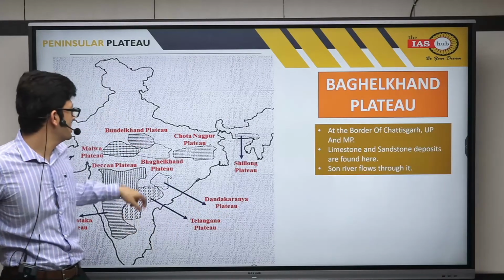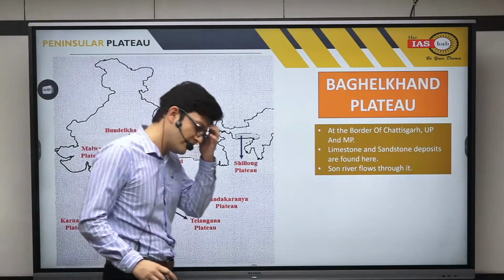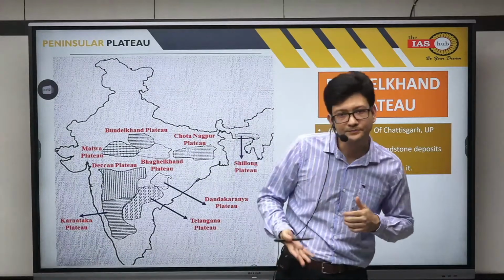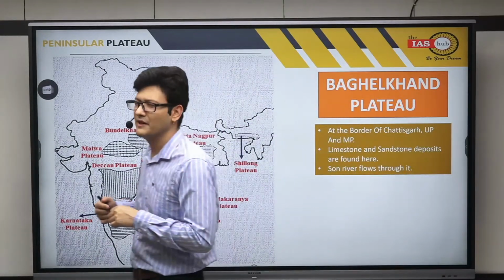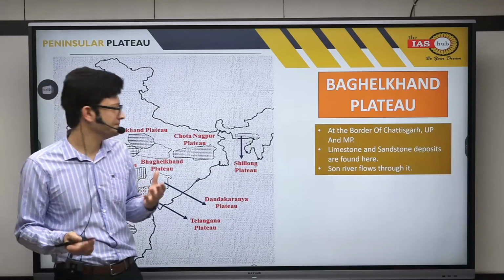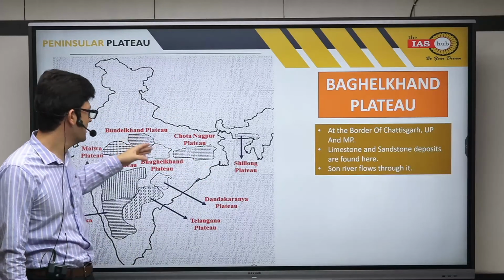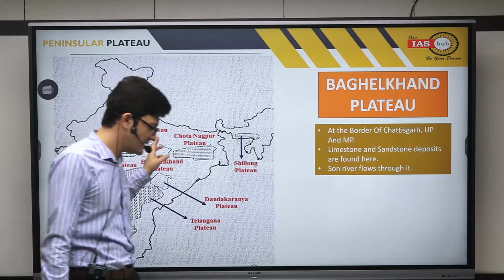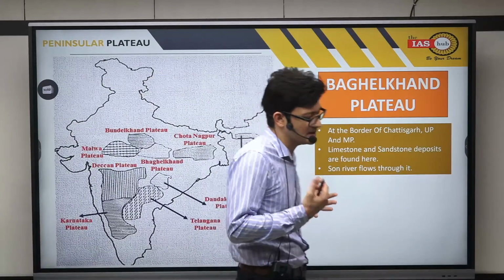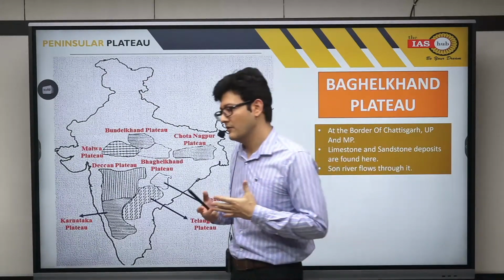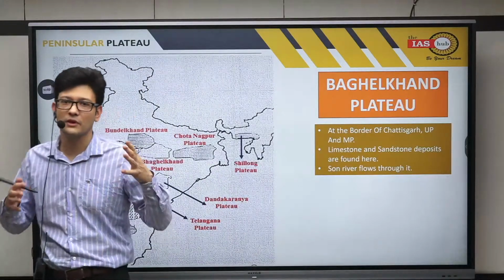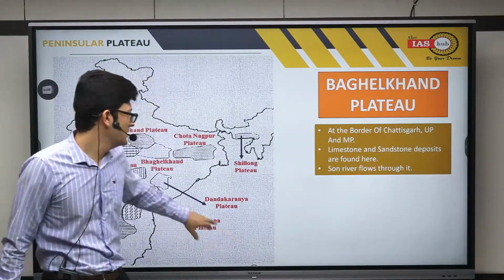Then we move on towards the Baghelkhand Plateau. Baghelkhand Plateau is on the eastern side of the Bundelkhand region, covering the area of Madhya Pradesh, UP and Chhattisgarh. This region basically has limestone deposits and sandstone deposits, and one of the major rivers which flows through here is the Son River.